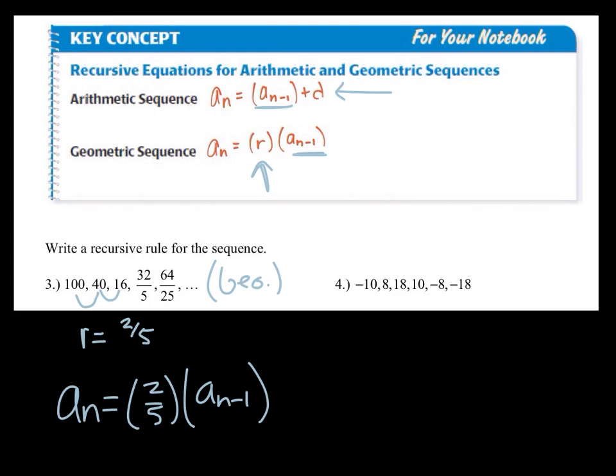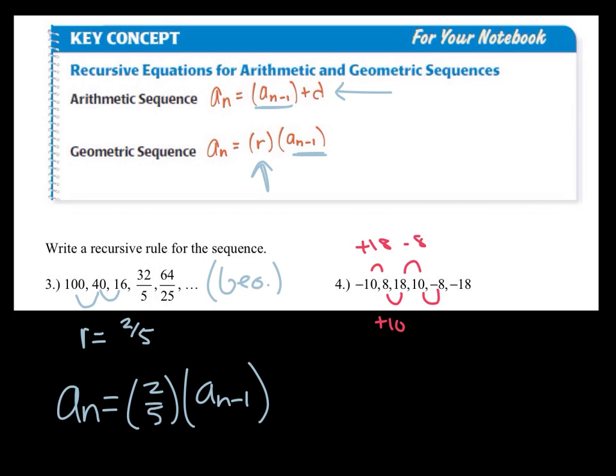So let's look at number 4. Negative 10 to 8 is plus 18. 8 to 18 is plus 10. 18 to 10 is negative 8. So I'm not seeing much of a pattern in there as far as it being arithmetic or geometric. And if I divide negative 18 by negative 8 and then negative 8 by 10, it doesn't give me a common ratio.